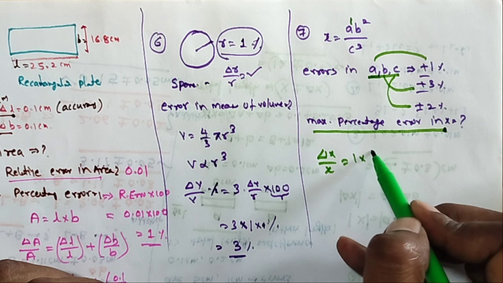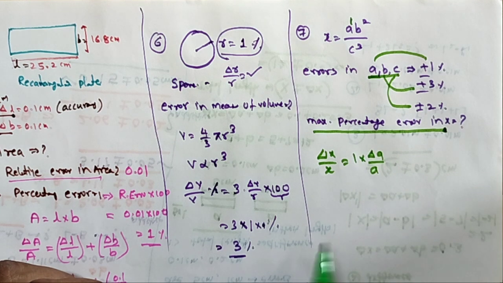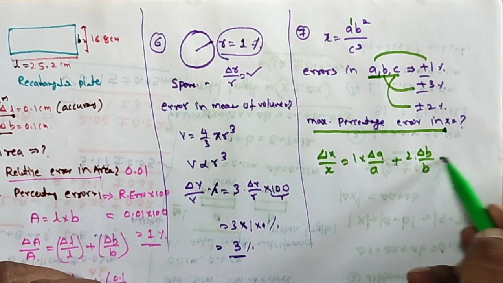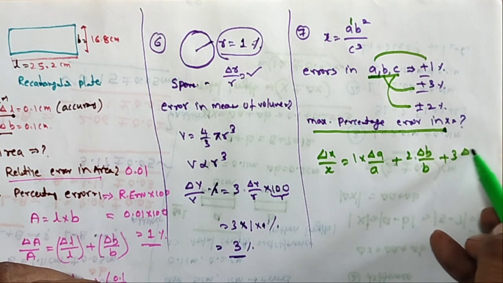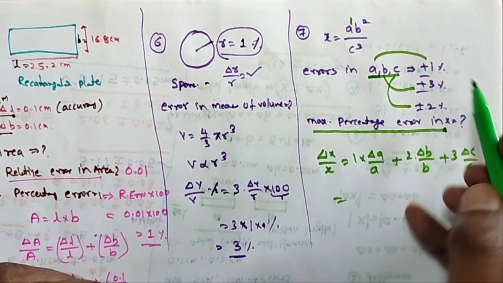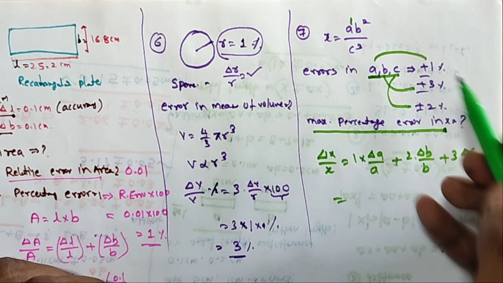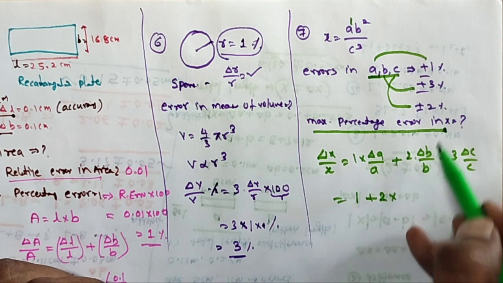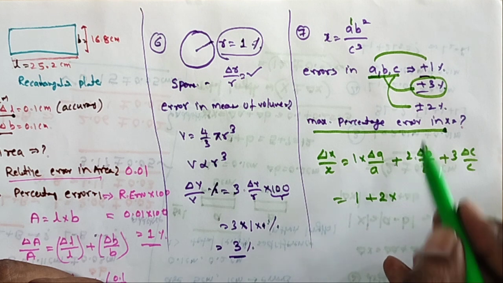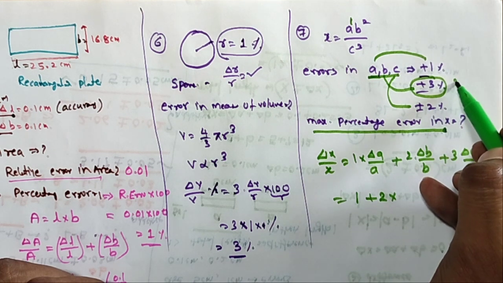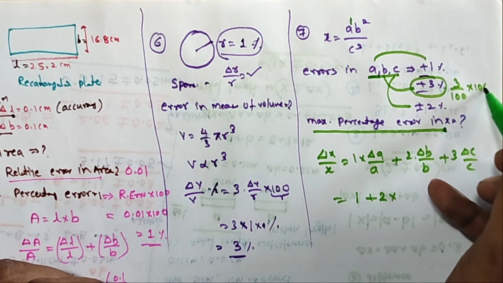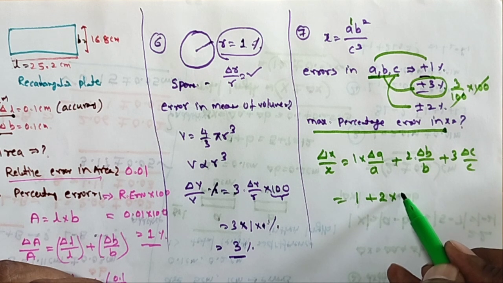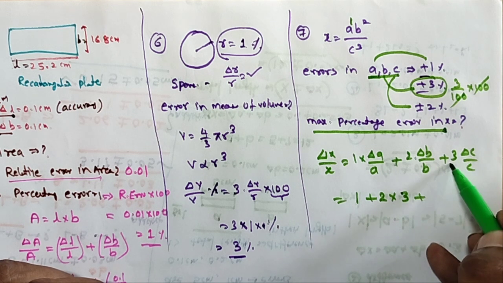So that is 1 into delta A by A, plus B square means 2 into delta B by B, plus C cube means 3 into delta C by C. So what is the delta A by A? The percentage is given, so just substitute 1, plus 2 into delta B by B. Here the percentage is given directly, so that is 3%, means 3 by 100 into 100. This is a percentage error, and the 100 cancels, so you get the value 3.